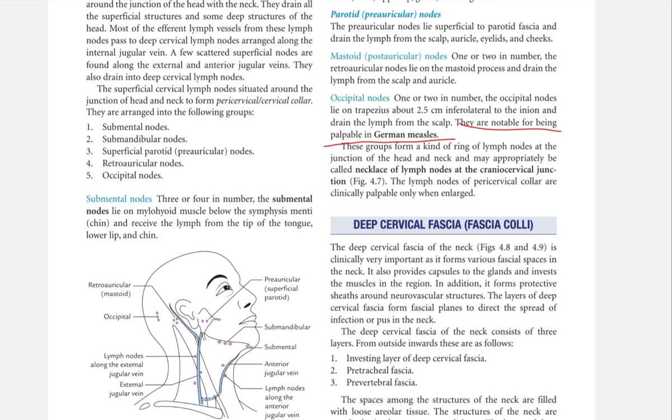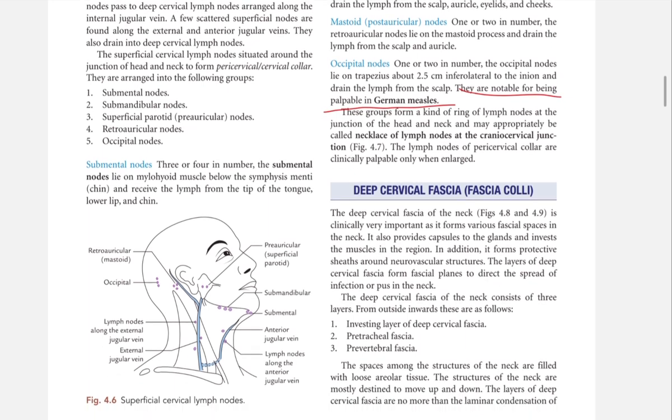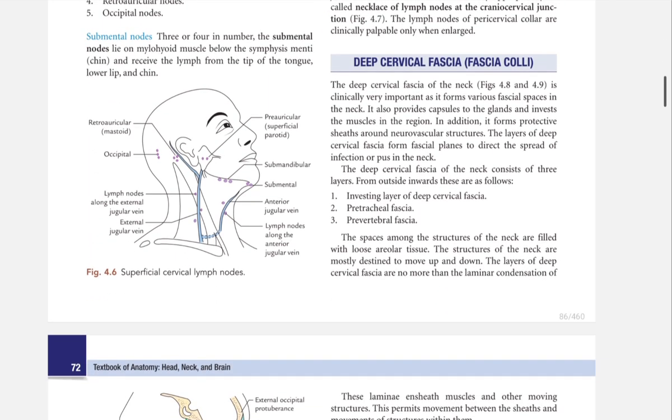They are notable for being palpable in German measles. These groups form a kind of ring of lymph nodes at the junction of the head and neck and may appropriately be called a necklace of lymph nodes at the craniocervical junction. The lymph nodes of the pericervical collar are clinically palpable only when enlarged.